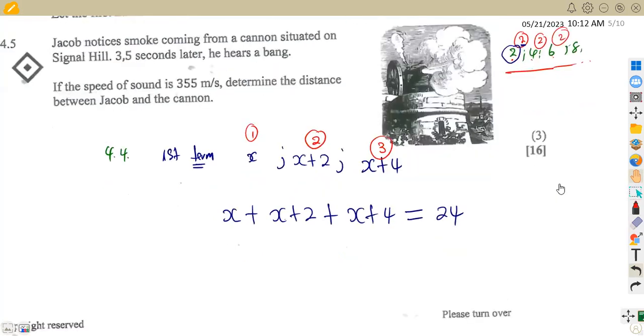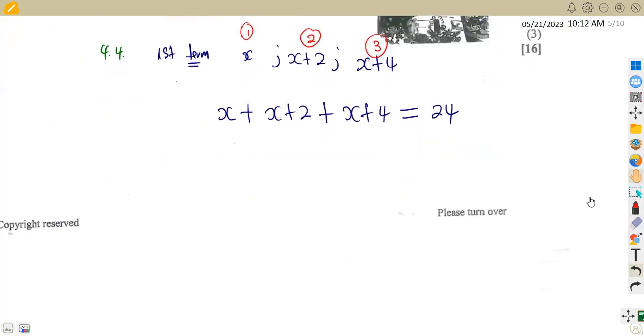So we are going to add. All right, so this is the equation that we have formulated. And from this, we are going to solve for x. So let us have our x. This is same as 1x, 1x, 1x. So if you add, it's 1 plus 1 plus 1, which is 3x. We move on to the numbers. This is 2 plus 4, which is going to give us 6. So 3x plus 6 is equal to 24.